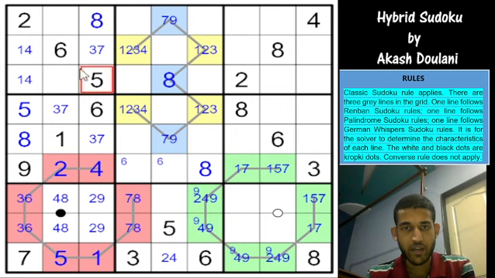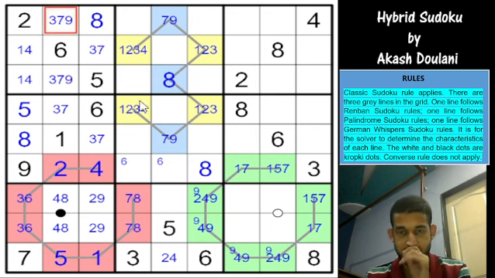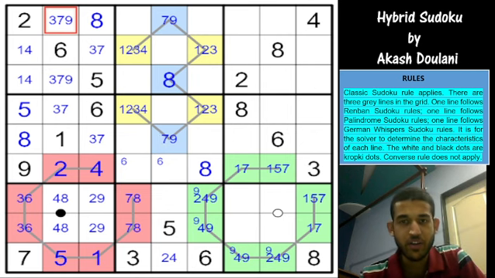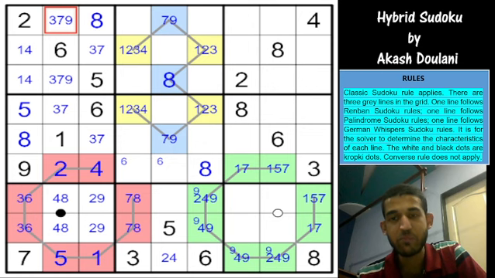Okay, let's fill in the candidates here. 1, 2, 4, 5, 6, 8. So these must be 379 and 379. So at this point, the solver might be thinking, okay, I've deduced what each line is. I've got most of the digits deciphered, but still the Sudoku hasn't become one bit easier.